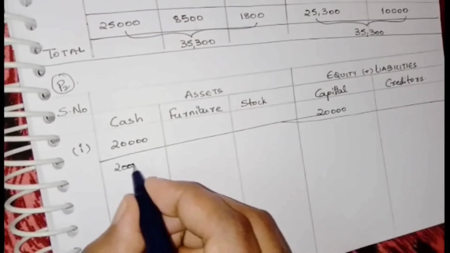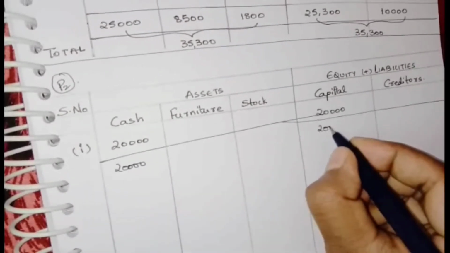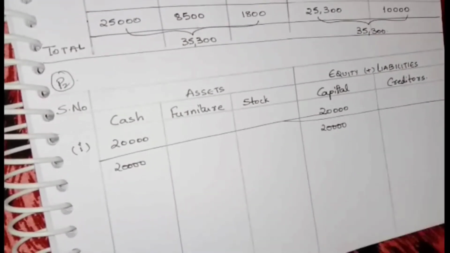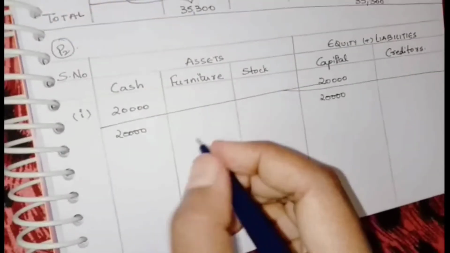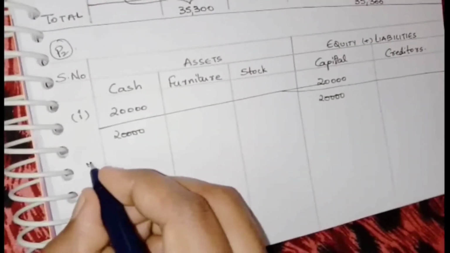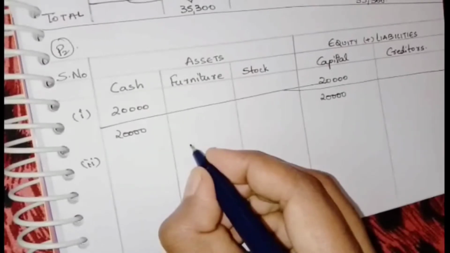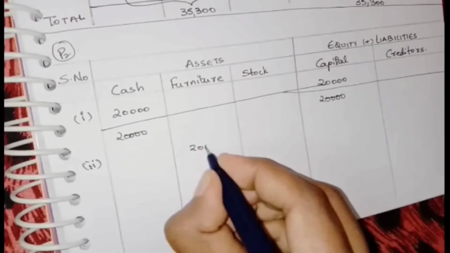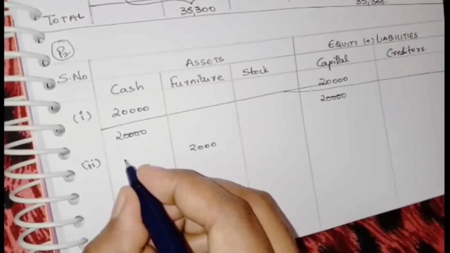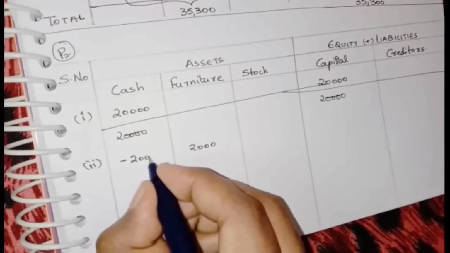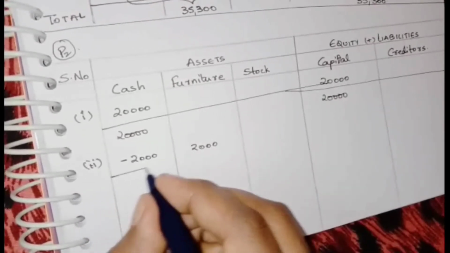Rahim started business with cash 20,000. Add 20,000 to the cash and 20,000 to the capital. Total the columns, 20 and 20, capital and cash. Okay, the second one, Rahim purchased furniture for cash. It is a cash purchase of furniture.